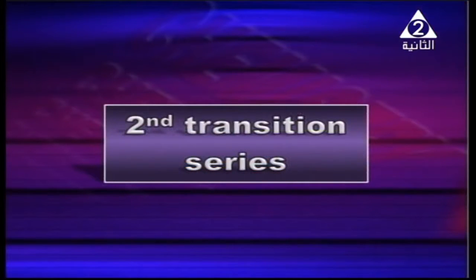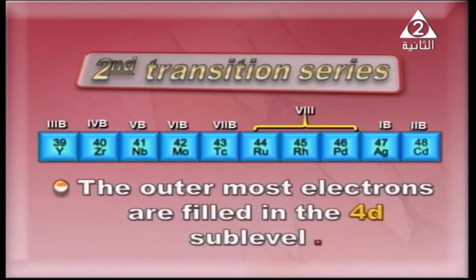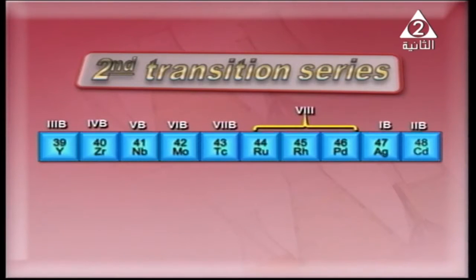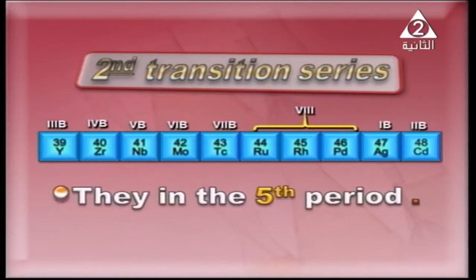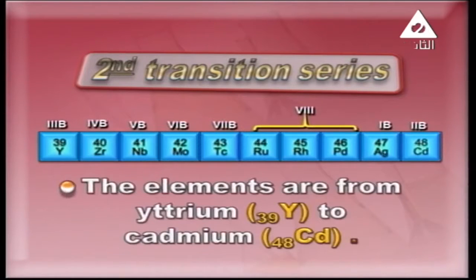The second transition series, as shown on the screen, we find that their outermost electrons are filled in the 4D sublevel, and they are located in the 5th period. And the elements started from yttrium, atomic number 39, till cadmium, atomic number 48.